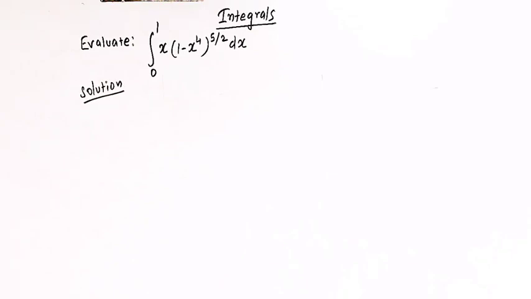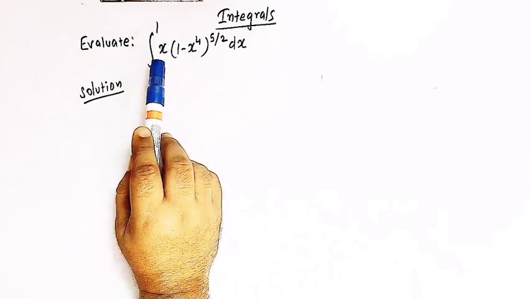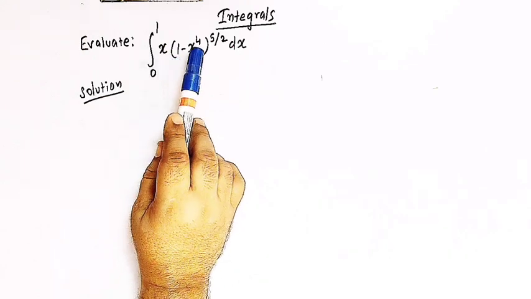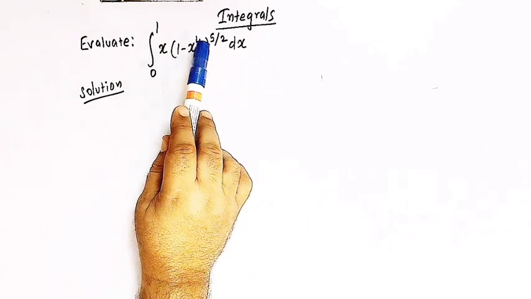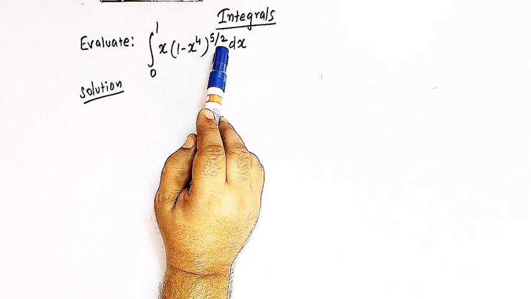Hello viewers, in today's session we are going to discuss another important and very conceptual problem from integrals. Here we have to evaluate this integral from 0 to 1, where the integrand is x times (1 minus x raised to 4), and the whole power is 5 over 2.